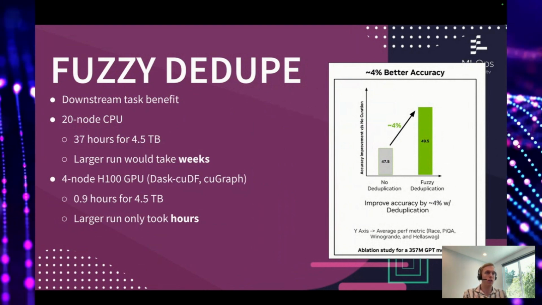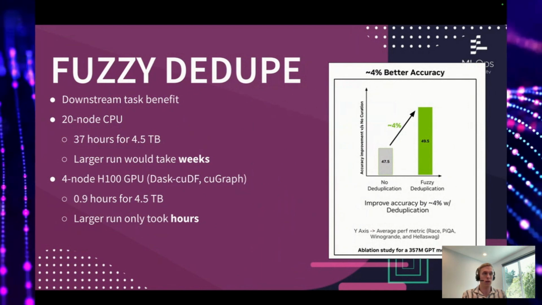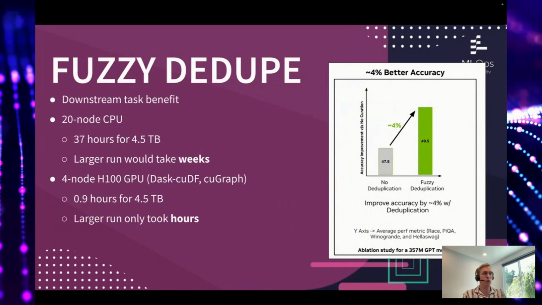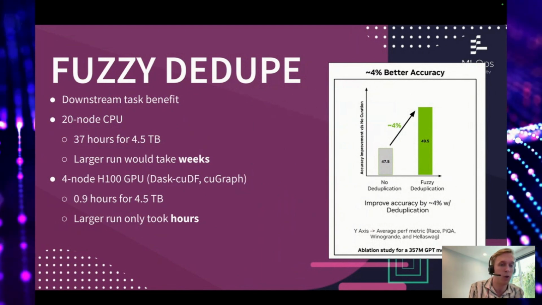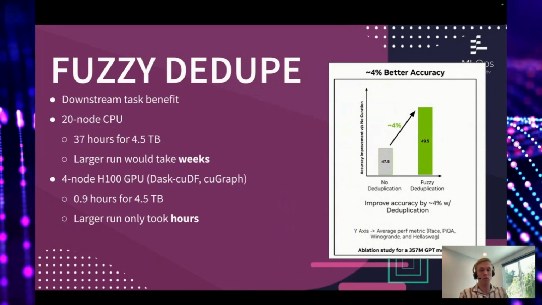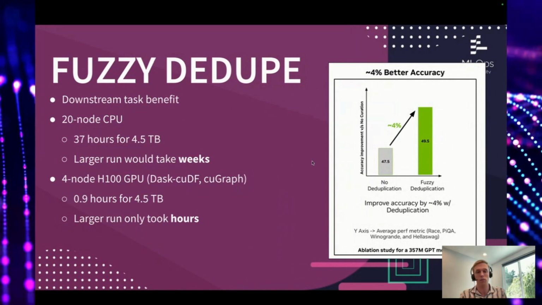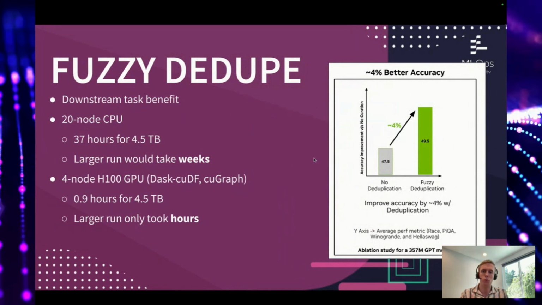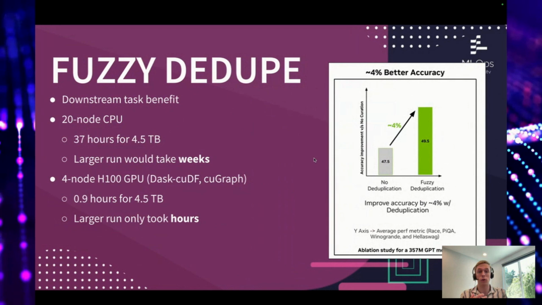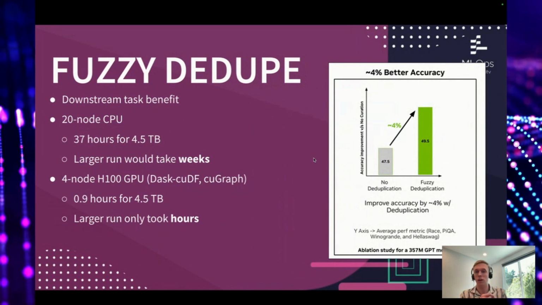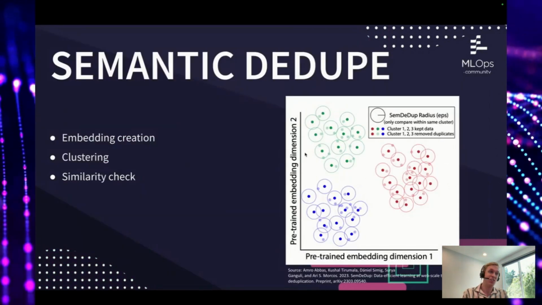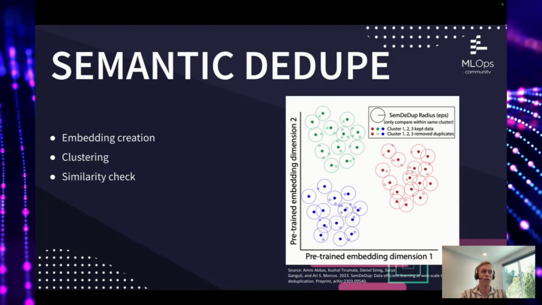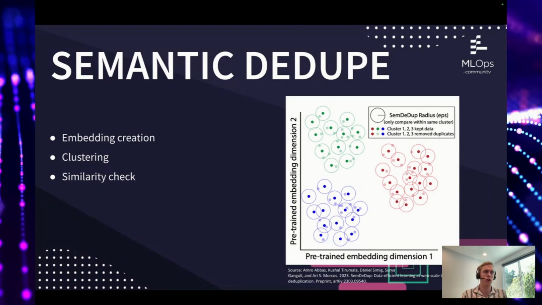And then the figure on the right demonstrates some of the ablations that we've done with this method, demonstrating that this deduplication provides a significant benefit to the downstream model performance compared to not deduplicating your data at all. So that's the overarching view of fuzzy dedupe and one of the modules that we have accelerated with GPUs. Now I want to go into a different form of deduplication, semantic deduplication, that has become really popular in data curation recently.